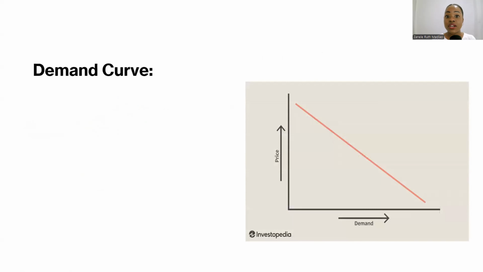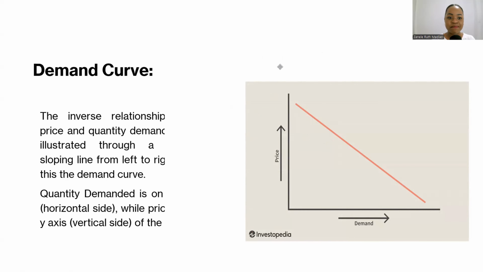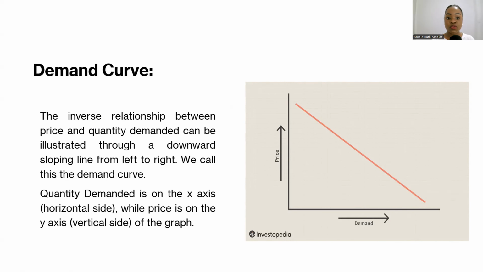Next, we have the demand curve itself. So as you can see, it is a line that moves from left to right, and you will also be required to draw this in some of your tests or exams. The inverse relationship between price and quantity demanded can be illustrated through a downward sloping line from left to right. We call this the demand curve. Quantity demanded is represented on the x-axis, which is the horizontal side of the graph, while price is on the y-axis, the vertical side.